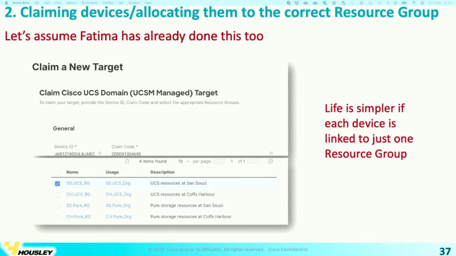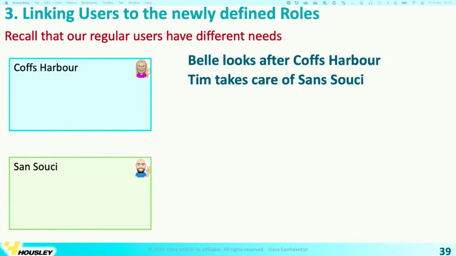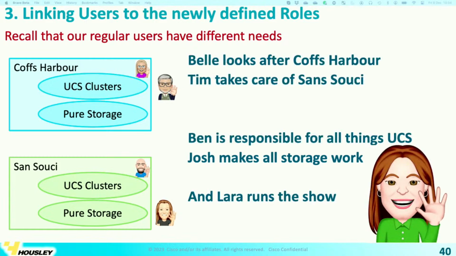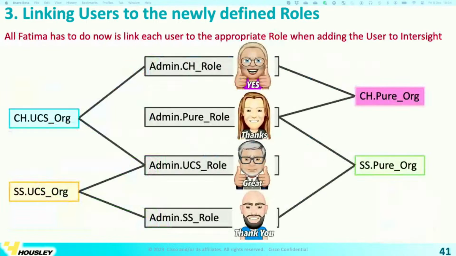Claiming devices. Right, remember when we claim devices, we're going to put them in a resource group. Again, you can put them in multiple resource groups, but if you do that, then that spaghetti junction starts getting in the way there. So we try and put each new device in one. So this must be the UCS that we're claiming for Sans Souci here. We're going to put it in that resource group, and then we're going to have to link our users to the newly defined roles. Okay, so just recall that Bell looks after Coffs Harbour, Tim takes care of Sans Souci, Ben looks after UCS, Joss makes all the storage work, and Lara runs the whole show, right? So that's how we're going to try and work with it, right?